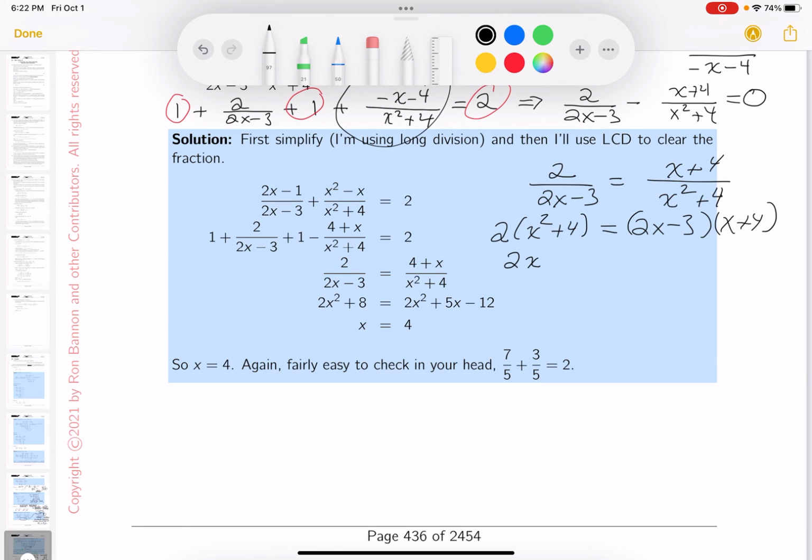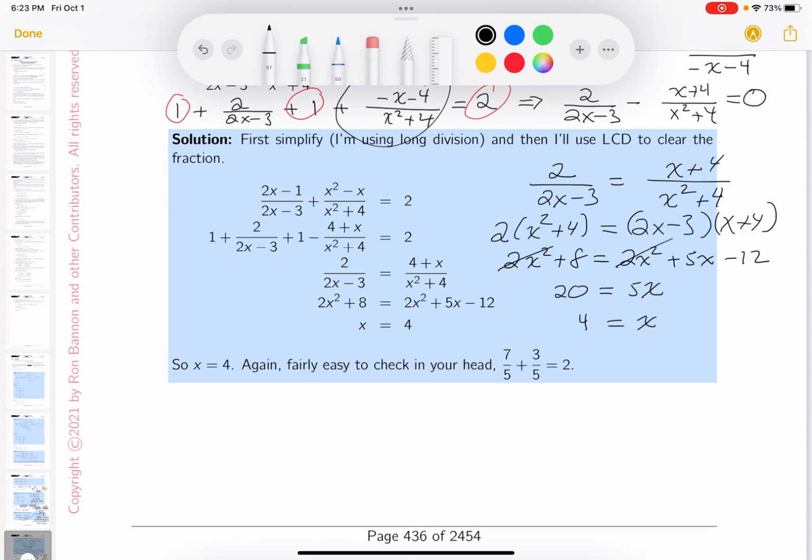What do you get? 2x squared plus 8. And what do you get on the right side? Well, let's take a look at it. You get 2x squared. You get 8x minus 3x, which is 5x. And minus 3 times 4 is minus 12. Subtract 2x squared from both sides. That was pretty simple. They just disappear. And add 12 to both sides. You would get 20 equals 5x. Divide both sides by 5, and you would get x equals 4.